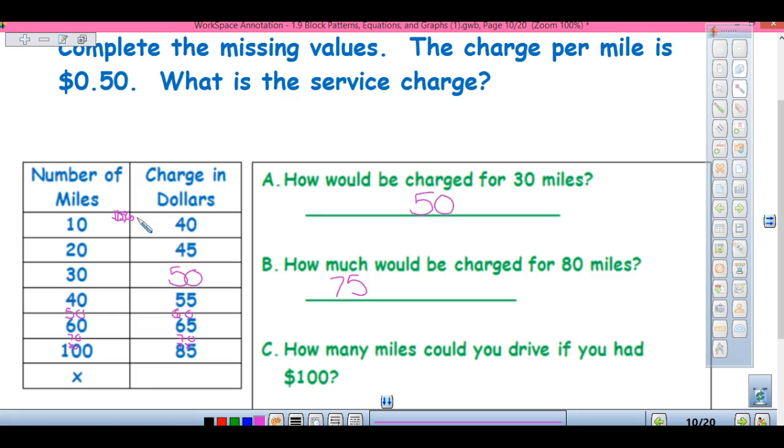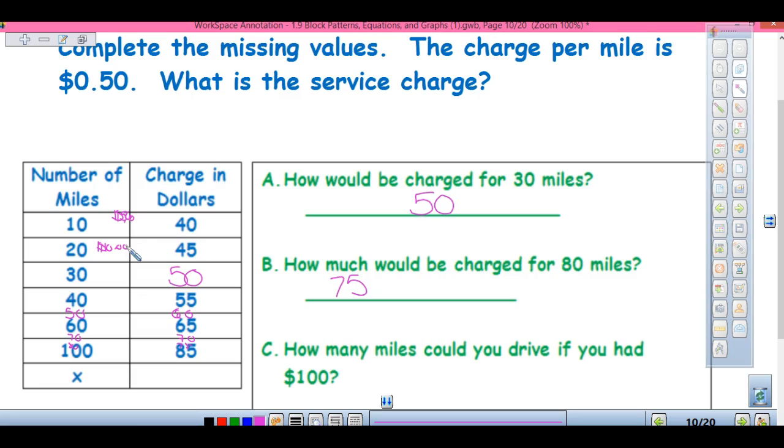Okay, 50 cents times 20. Come on, you guys have to participate in this. Don't just sit and stare at me. $10. Because okay, so some of us are confused where we're getting this. It says that charge per mile is 50 cents. So 50 cents times 20 miles gives us $10. How much did they add on for a service charge? 35. Because 10 plus 35 gives us 45, right?